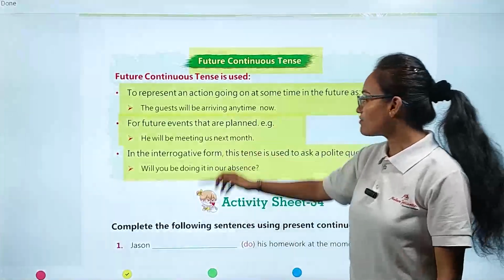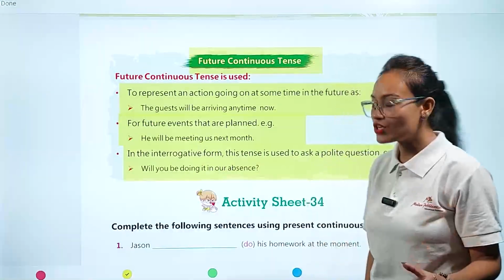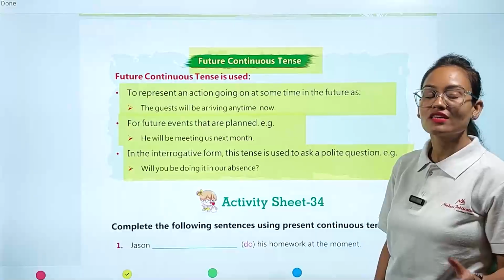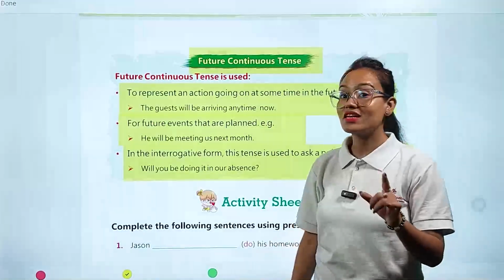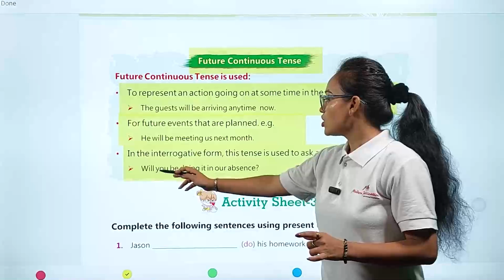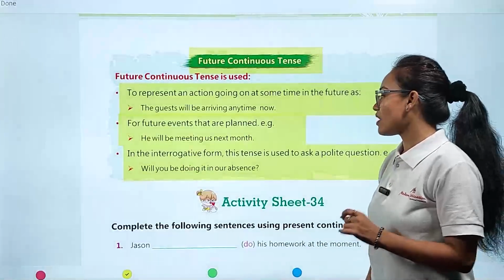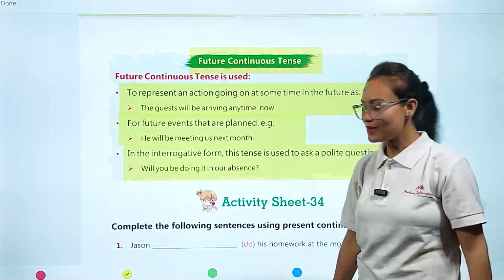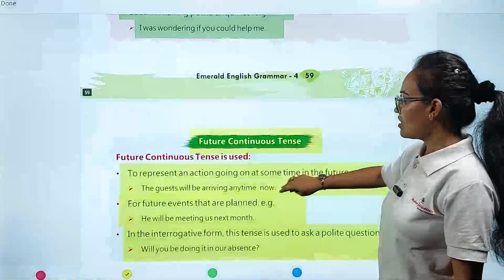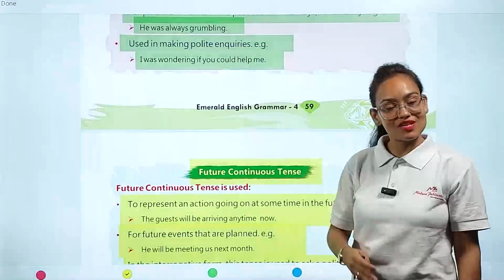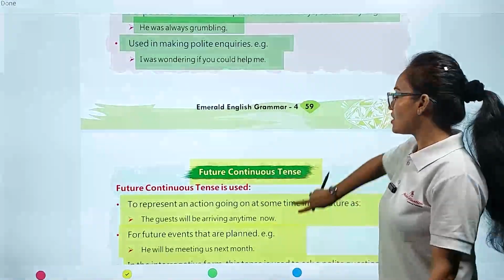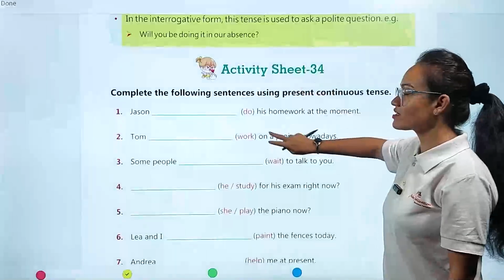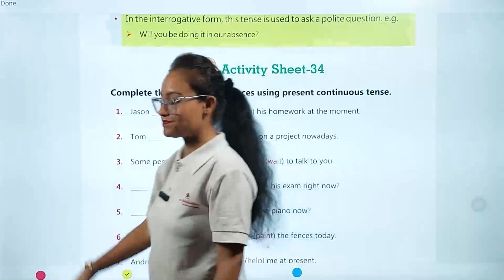So whenever we are asking a question, this tense, the future continuous tense, is used, but in a very polite way. Remember this thing. You will be doing it in our absence. So my dear students, we have all seen present continuous tense, past continuous tense and future continuous tense. Now come with me and let's complete the exercise based on this continuous tense.